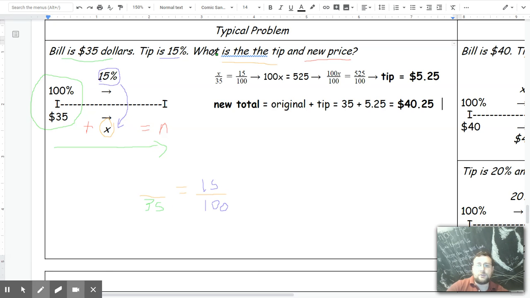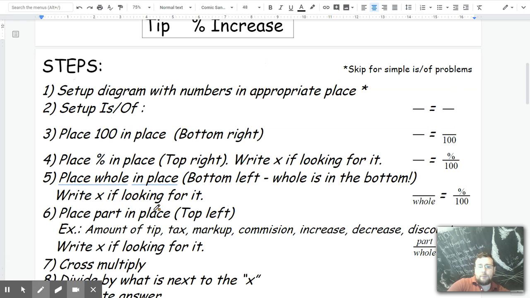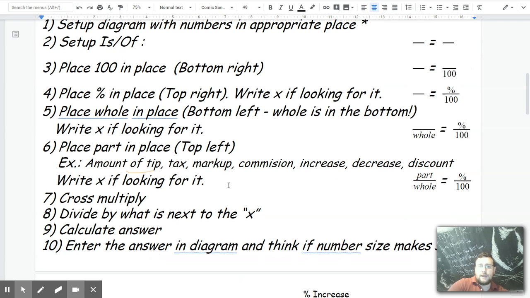The next step is trying to find that part. Now, I know I'm trying to find that tip, but I don't know what the tip is. I'm looking for it, and so I put that X in there, right? So look at the part in place. This time I was looking for a tip. Very nice.